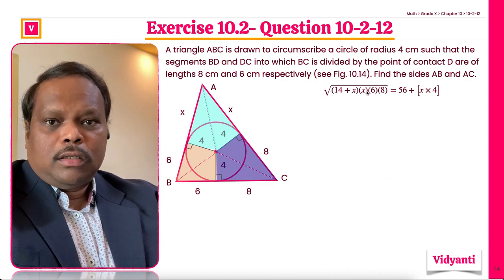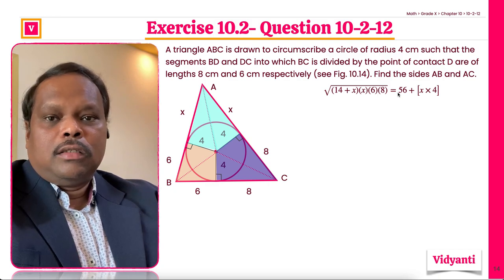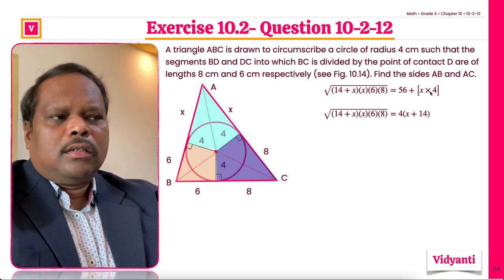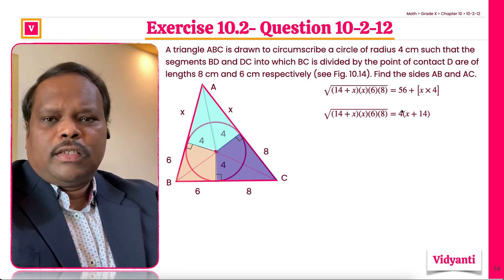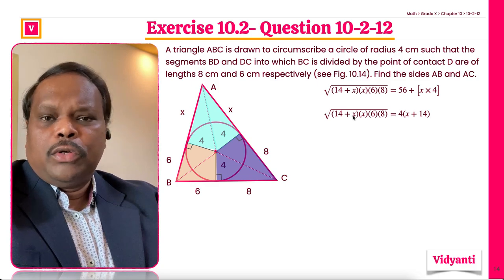Remember, this is where we were at, these two methods. We can say that this is 4x plus 56. I can take 4 common, so x plus 14. Left hand side, I am not doing anything.